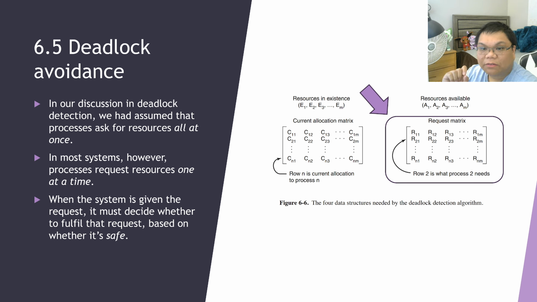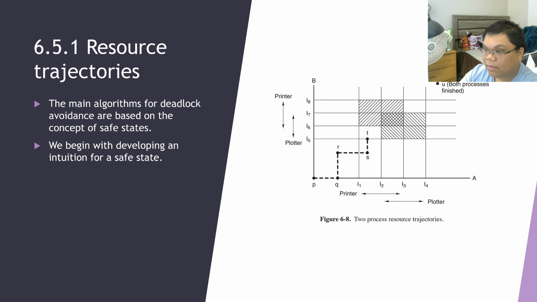when processes request resources, we gotta determine whether doing so leads to a safe state. So let's talk about a safe state. So we can visualize it using a resource trajectory.